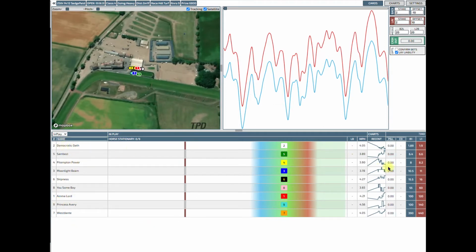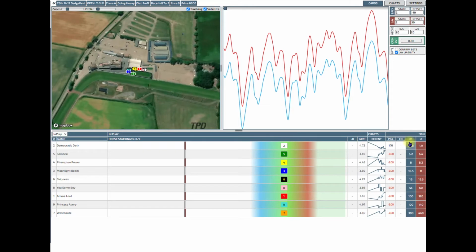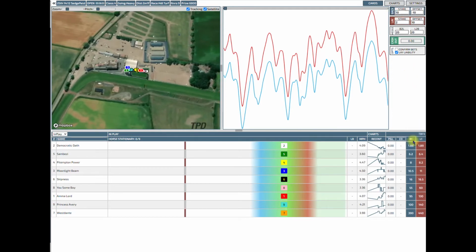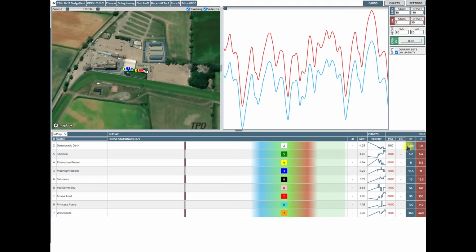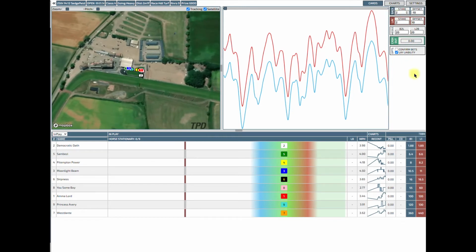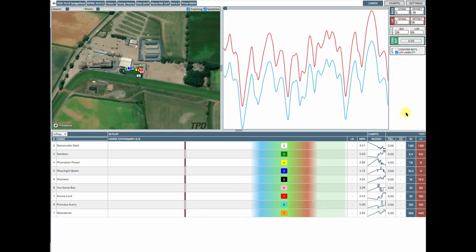And the favourite is Democratic Oath. For us to back that now, it would be 1.76 profit at my current stake of £2. If I was to change this, it's £10. Click on here and go over there, you'd see that that jumps up across all these horses.